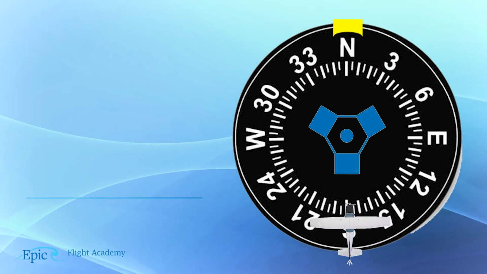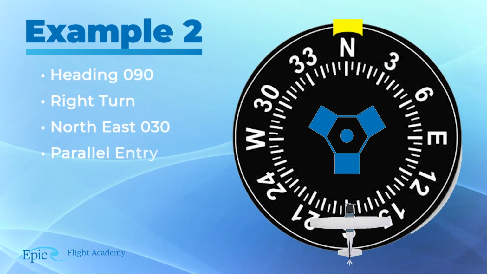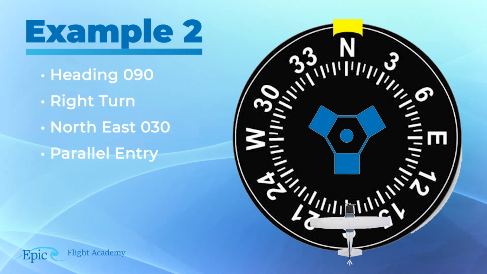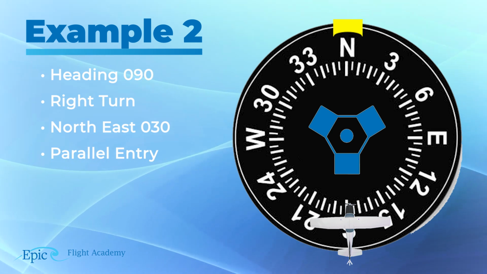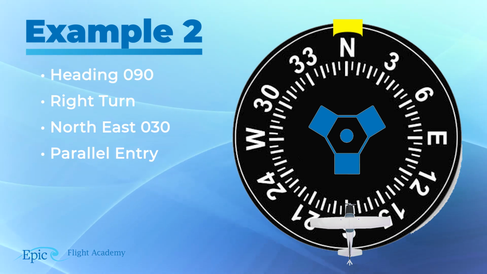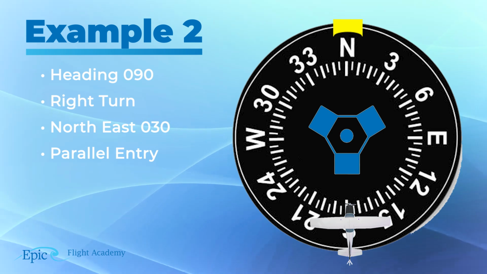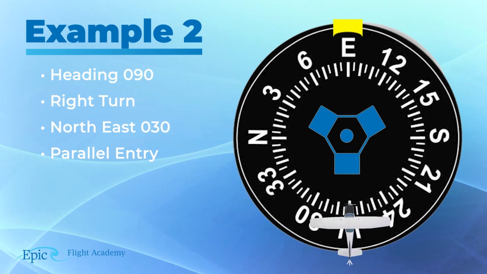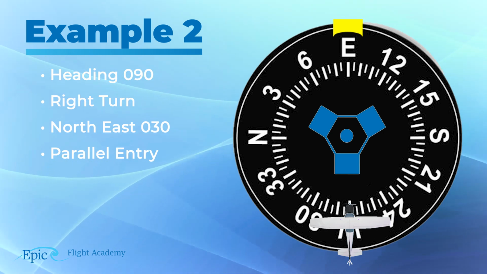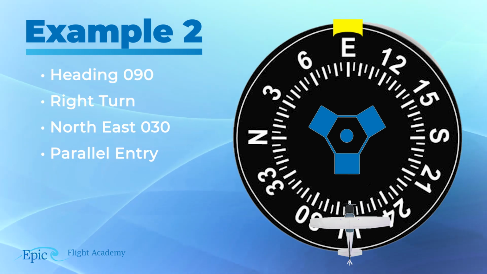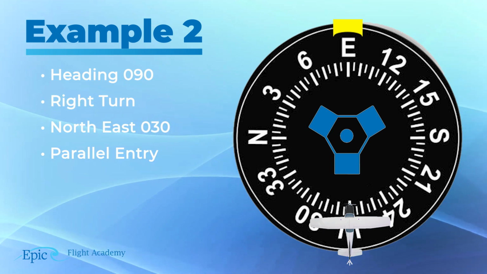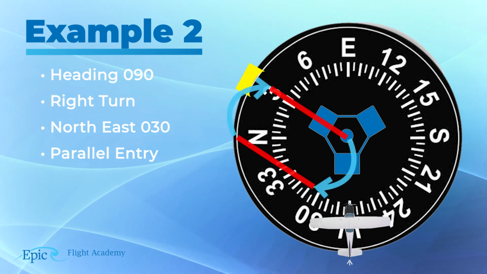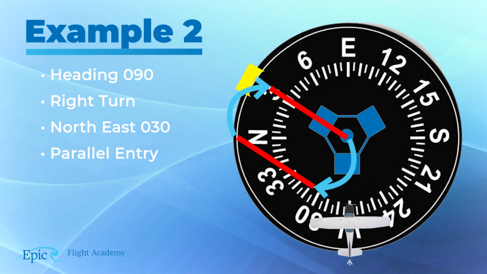Example number 2. Again, right turns. This time, we're going to see a parallel entry. My aircraft is heading 090, and I have been instructed to hold northeast on the 030 radial. So, step 1, I put the fix in the middle of my HSI. Step 2, I imagine my airplane at the bottom. Step 3, I take the heading bug, I put it on 030, I draw that holding course in my mind's eye, put in my right turns.